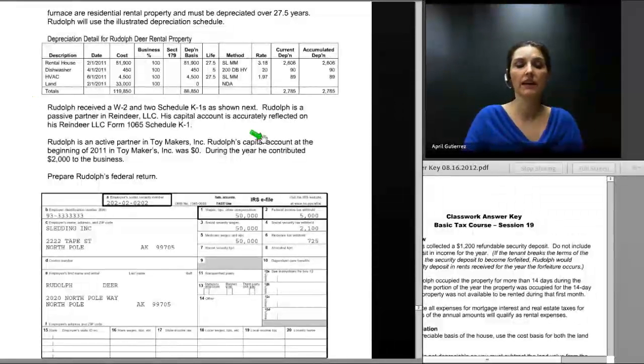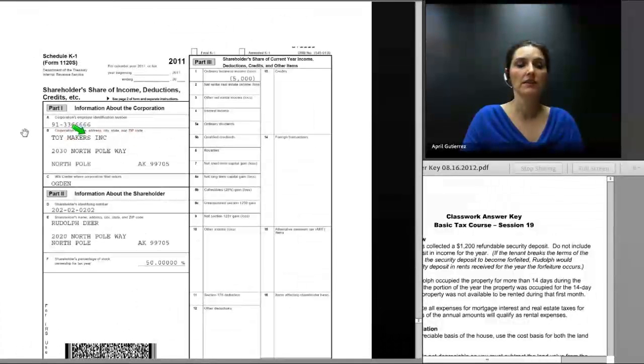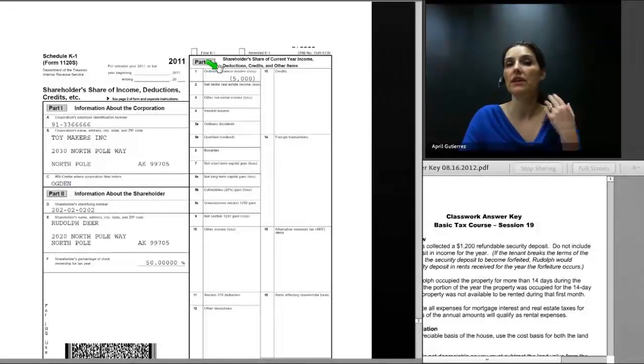Now, Rudolph's capital account at the beginning of the year in Toy Makers, Inc. is $0, but during the year he added $2,000 to the business. He is an active partner or shareholder in Toy Makers, Inc. And here is the K1 for Toy Makers, Inc. You can see it's from Form 1120S. It has a loss of $5,000, so the important thing to remember is that his loss cannot be more than his basis. He starts the year at 0. He adds $2,000. That means he's going to be allowed a $2,000 loss, and he's going to have a carryforward on the remaining $3,000.